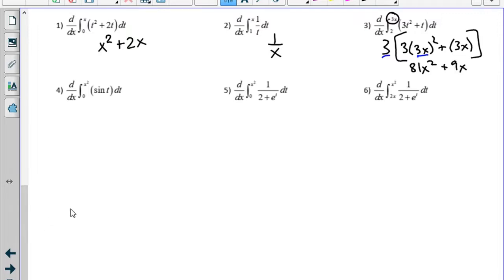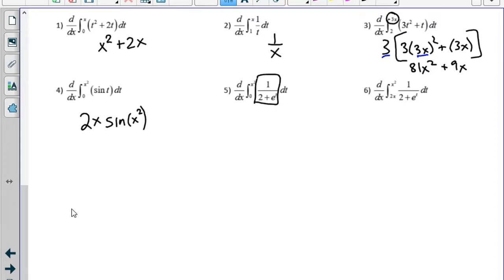Number 4, the derivative of the integral ends up being the original function again. We replace t with x squared, and then we need to remember the chain rule. So we multiply by the derivative of x squared, which is 2x.